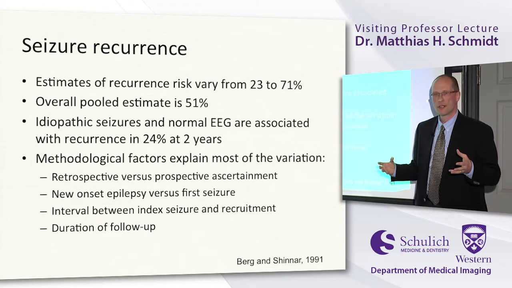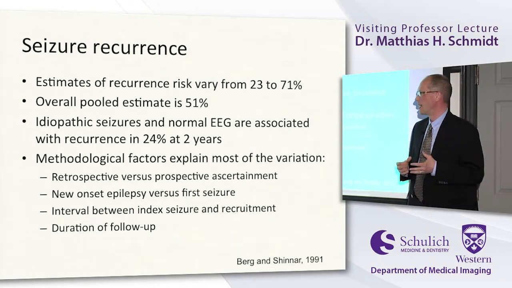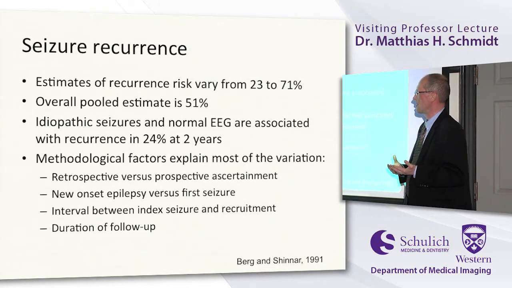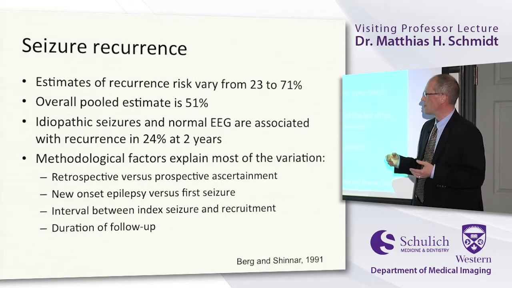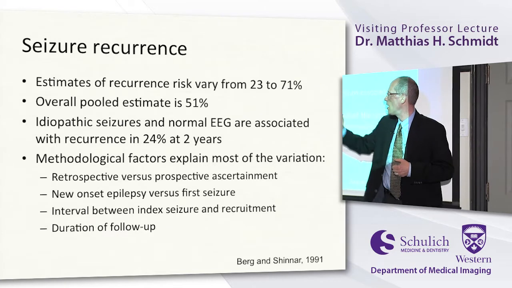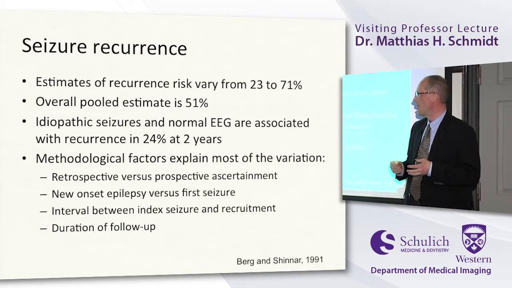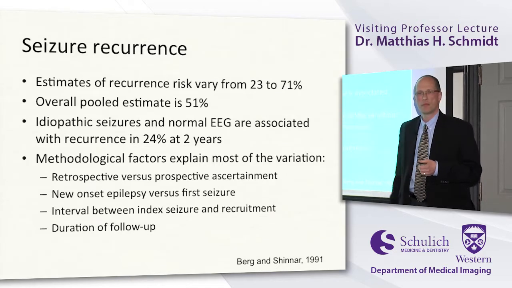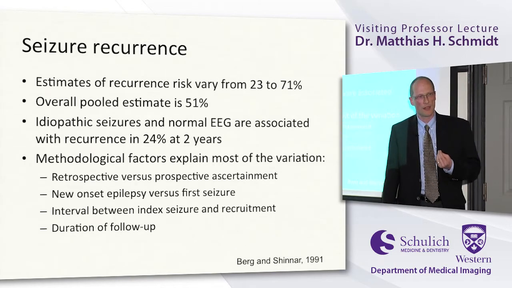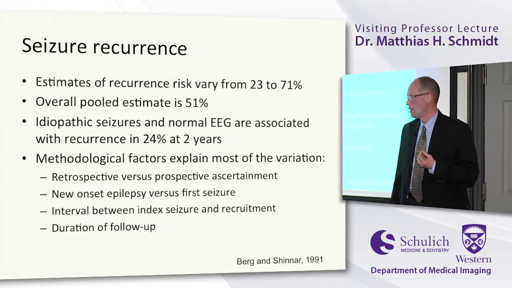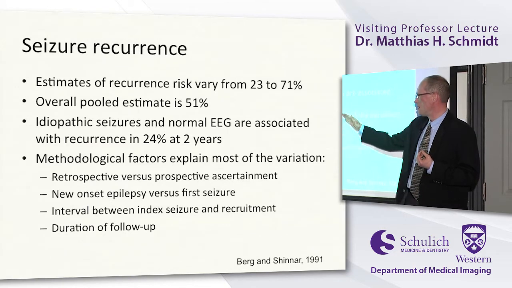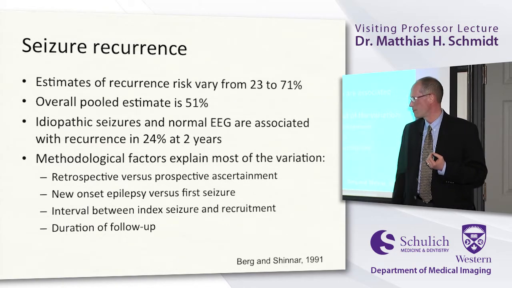Now, if you have a certain constellation, like an idiopathic seizure with a normal EEG, then your recurrence risk is about a quarter at 2 years. That's starting to be a little bit more of a precise figure. Why is there all this variability? Well, it would appear that the variability has a lot to do with the way this phenomenon is studied.